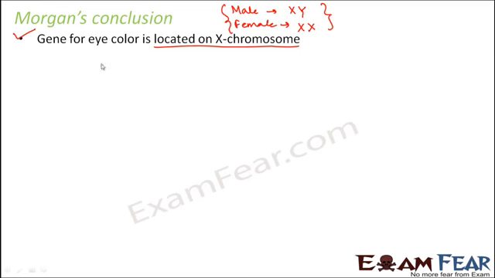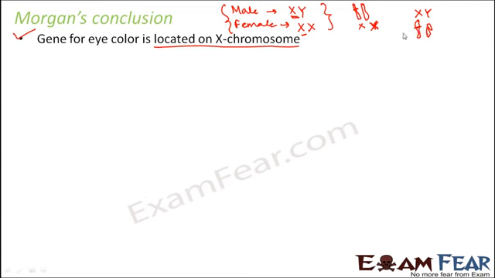Now according to Morgan, the gene for eye color is located on the X chromosome. Now what are these? These are nothing but homologous chromosomes, right? So this is X, this is also X, let us suppose in case of female, and in case of male it is going to be X, and let us suppose this is Y, right? So Morgan said that the gene for eye color is located on this X chromosome.